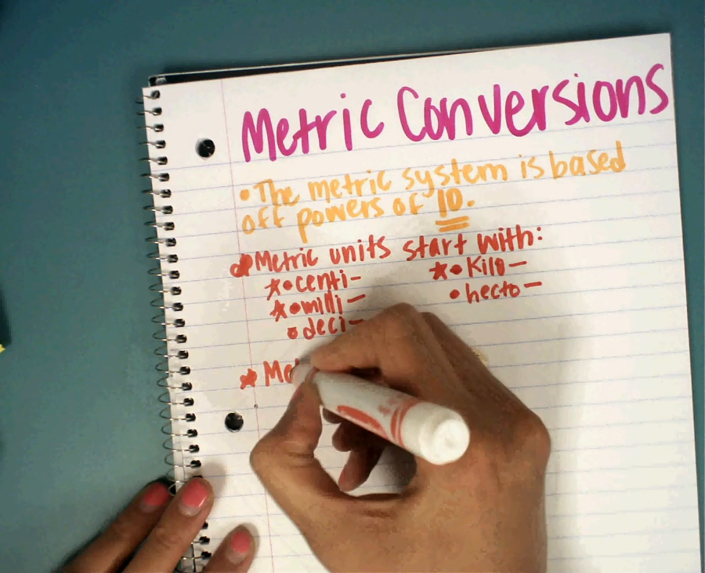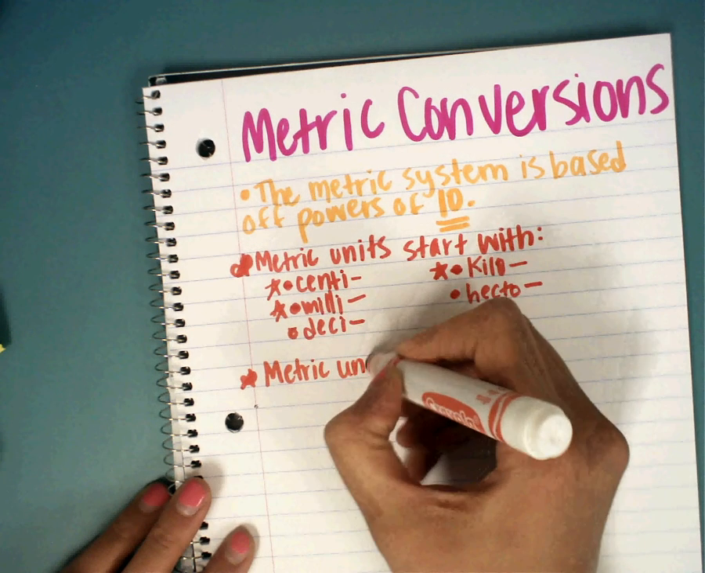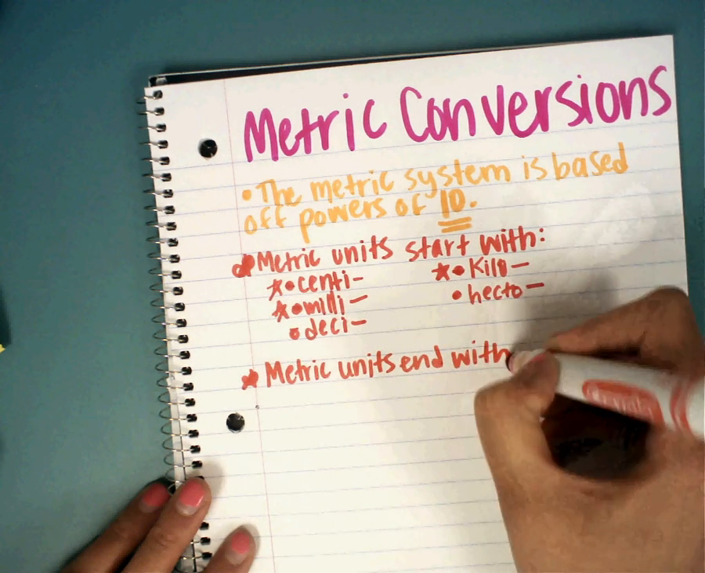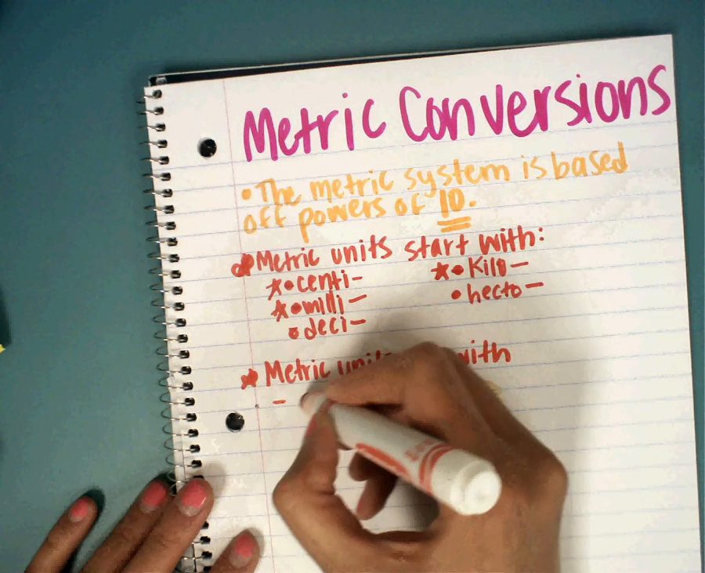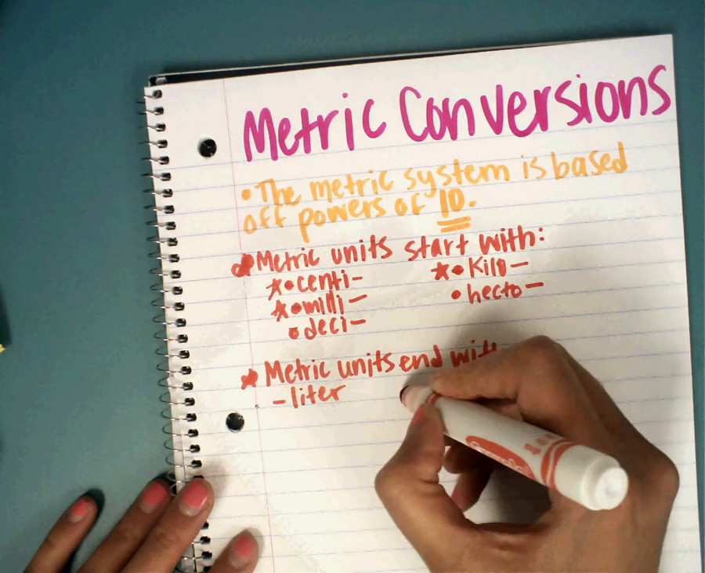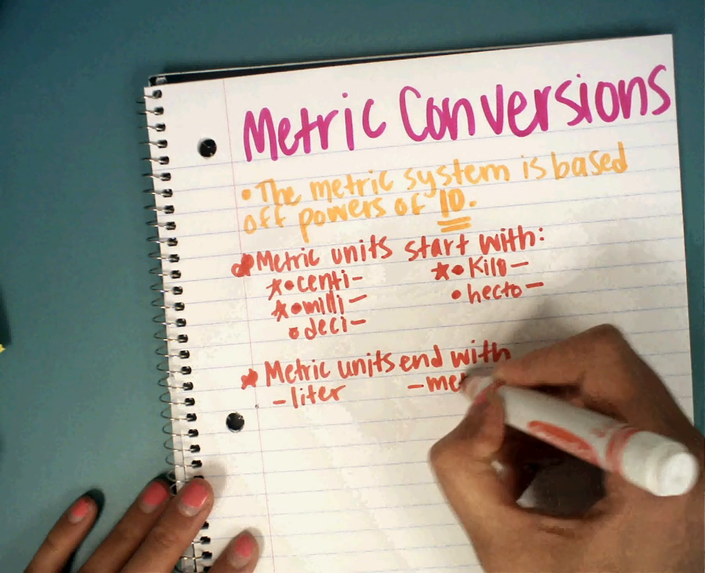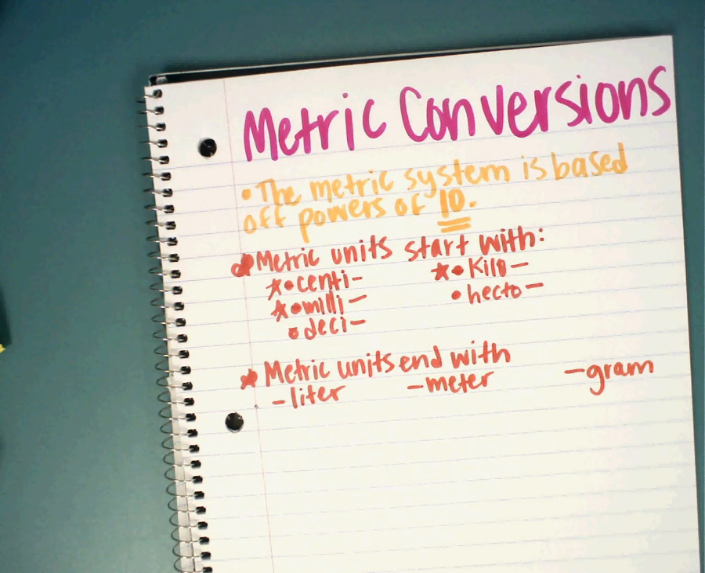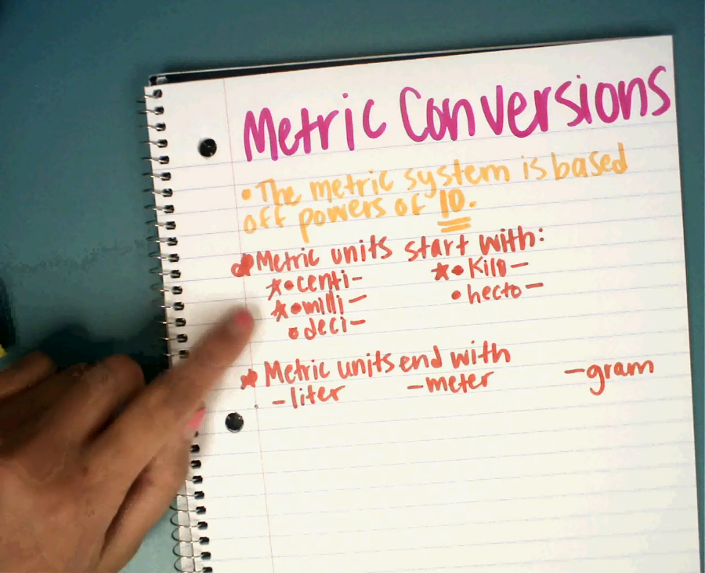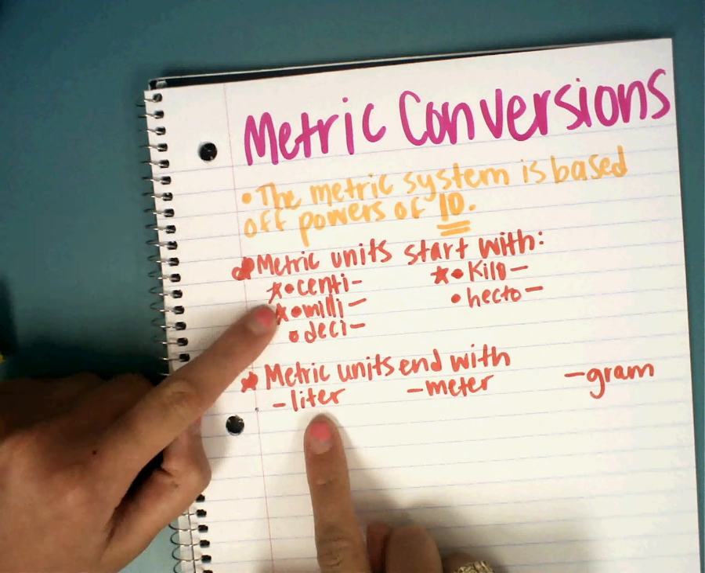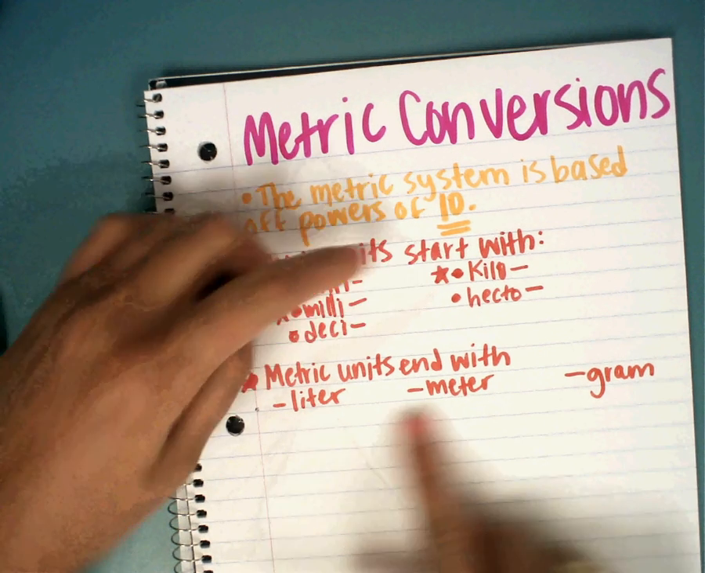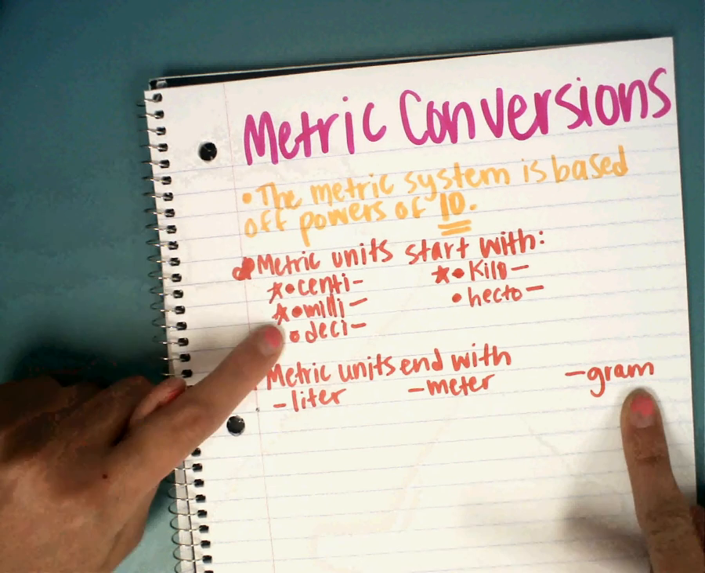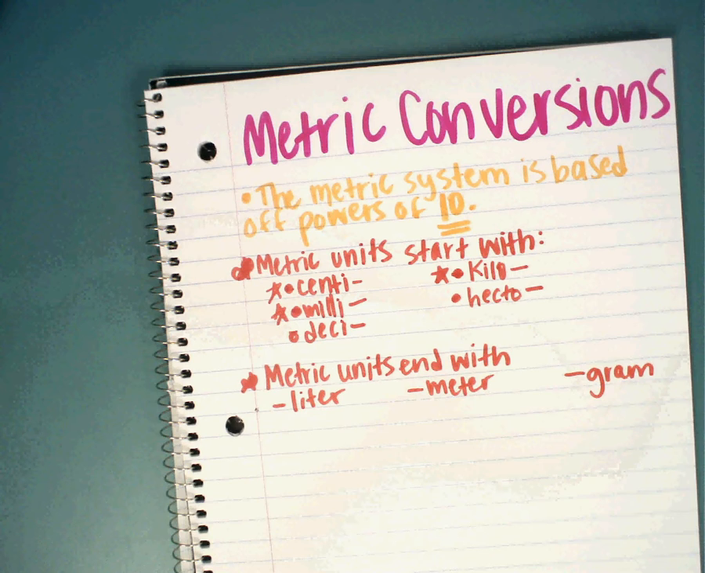And then metric units end with either liter, meter, or gram. How easy is that? It's all different kinds of combinations of these. So we'll have centiliter, milliliter, kiloliter. We'll have centimeter, millimeter, kilometer. We'll have centigram, milligram, kilogram. We'll have all of those, okay?